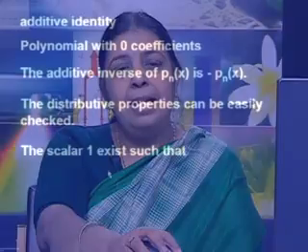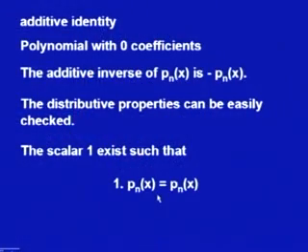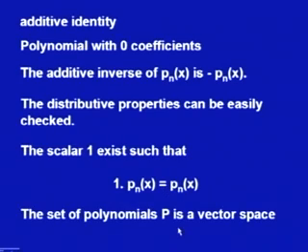Then comes the existence of 1 such that 1 multiplied by p n x is p n x. So, the effect of this scalar multiplication with p n x is that all the coefficients are multiplied by 1, and multiplying a real number by 1 will not change the coefficient, and that is why 1 times p n x is p n x, and this means that the set of polynomials P is a vector space.